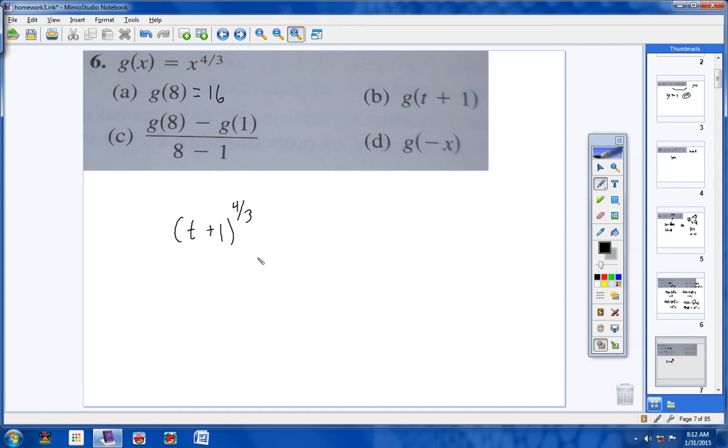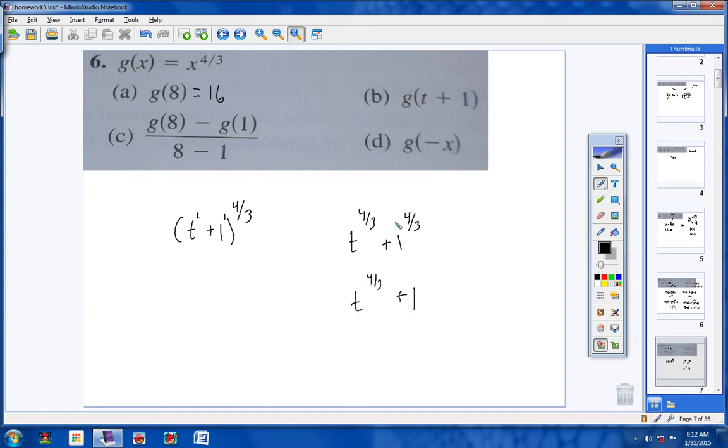That's it. I mean, a lot of students want to do this. They want to take this and take the 4/3 and multiply it through and get t to the 4/3 plus 1 to the 4/3. And then 1 to any power is just 1. So t to the 4/3 plus 1.